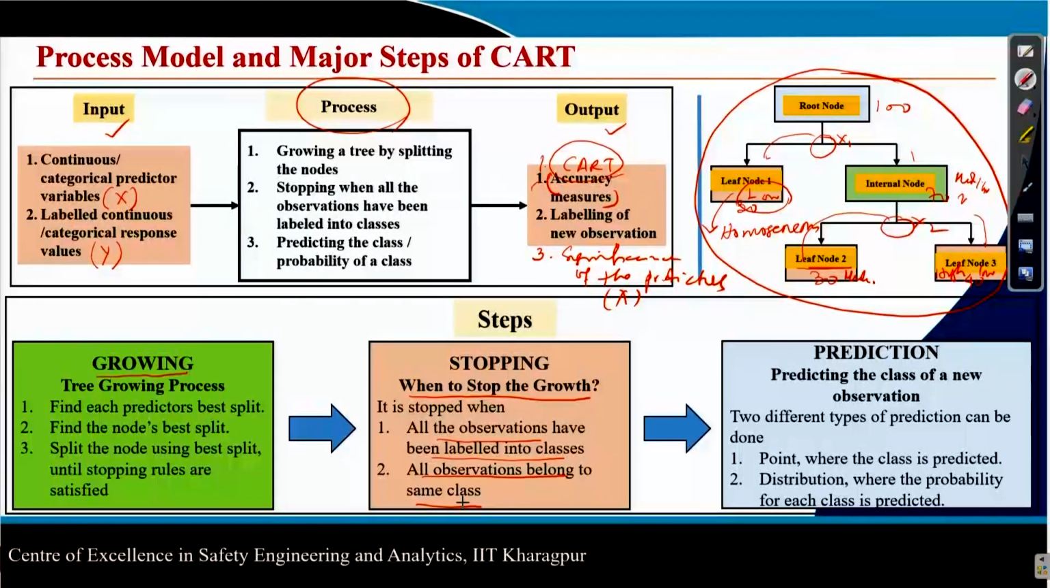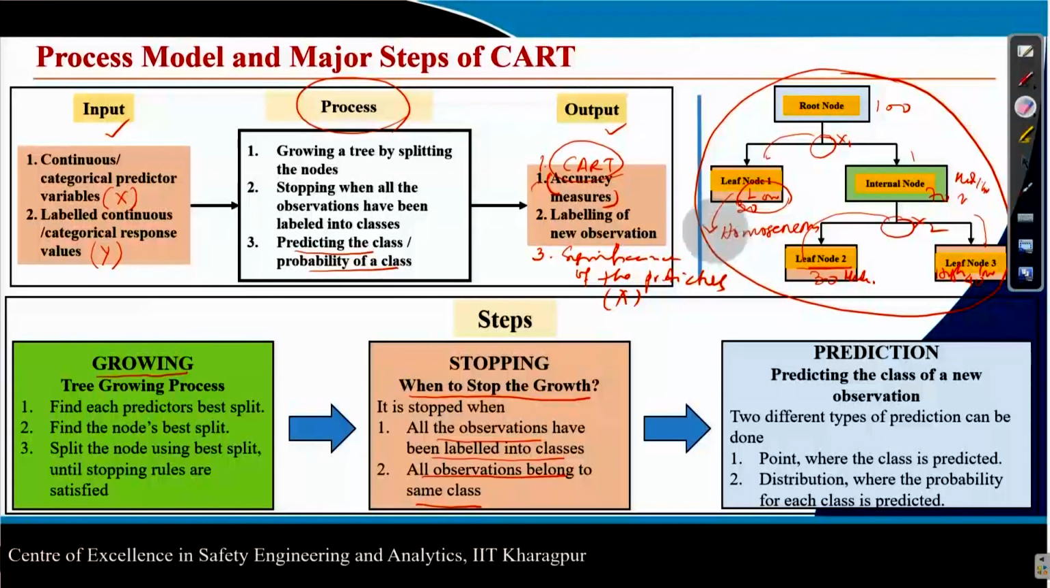Then the third one is the prediction point of view, predicting the class or the probability of a class. When we say prediction, that means something new comes and is fitted to the tree and the learning model, because the class variable is not there, only the x variable will be there and you can use it. So knowing the x, you can predict the y.